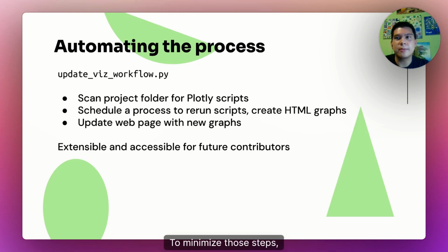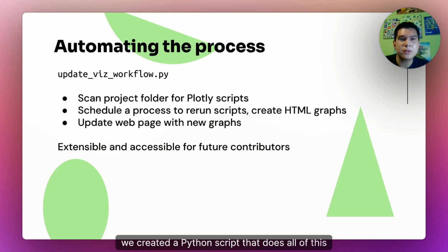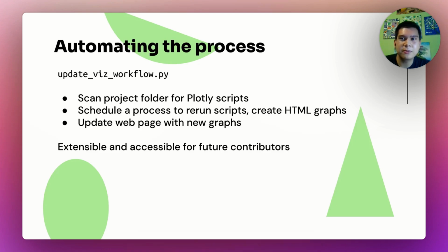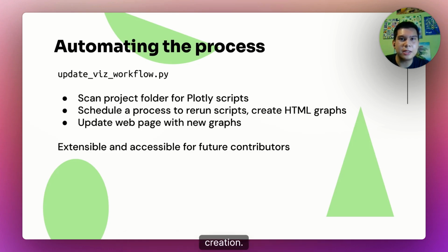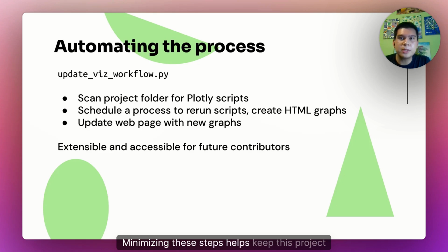To minimize those steps, we created a Python script that does all of this for the user. So if someone wants to contribute, they just need to add their Plotly script to the project, then run this update viz workflow script. This script will update the web page to include all of the graphs, and update the shell script to generate all of the files, as well as taking care of permissions and file creation. Minimizing these steps helps keep this project accessible to future contributors and keeps this project extensible.